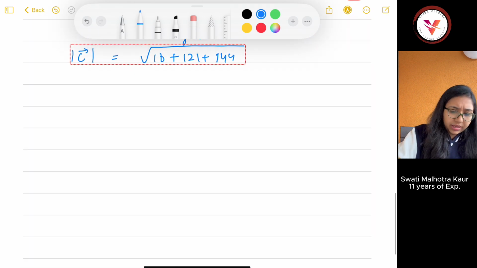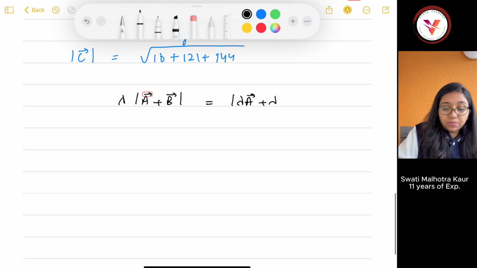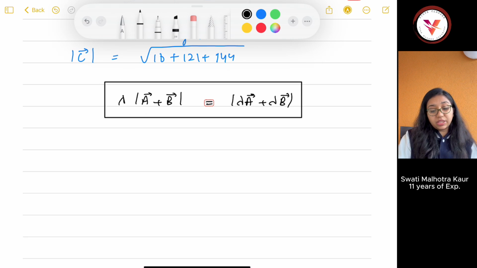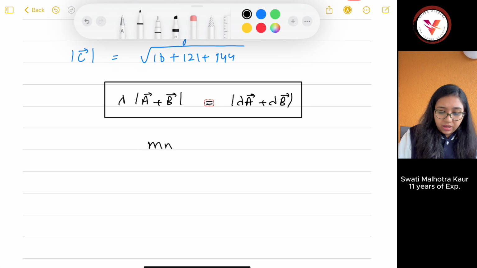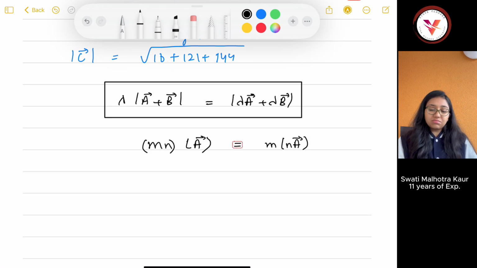And I can tell you one more property, that lambda times of (a vector plus b vector), or lambda times of a vector plus lambda times of b vector, it's one and the same thing. Okay, then there is one more thing. Let's say there are two scalars. You have to multiply two scalars. So you can multiply both at a time and then multiply with the vector, or you can multiply one with the vector and then the other. Again, it's the same thing.